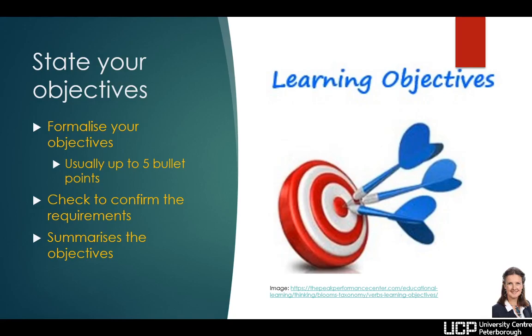Once you've identified the reason for the presentation, you can then formalise your presentation objectives. Write up to 5 bullet points summarising what the objectives are, what you want to ensure that your audience achieves by the end of it. Ask the person that requested you to do the presentation to confirm that these are accurate, so that way you can then design the right presentation.